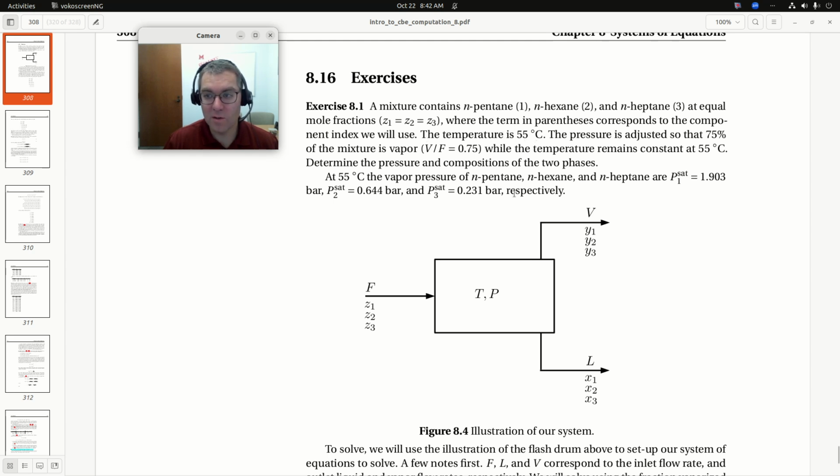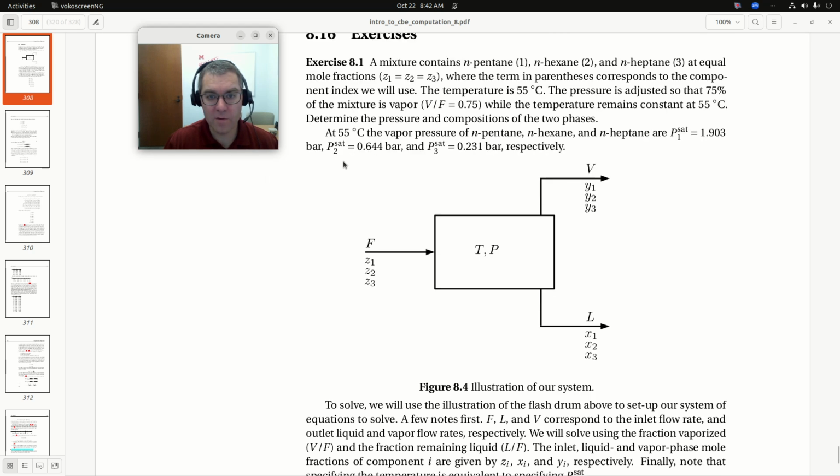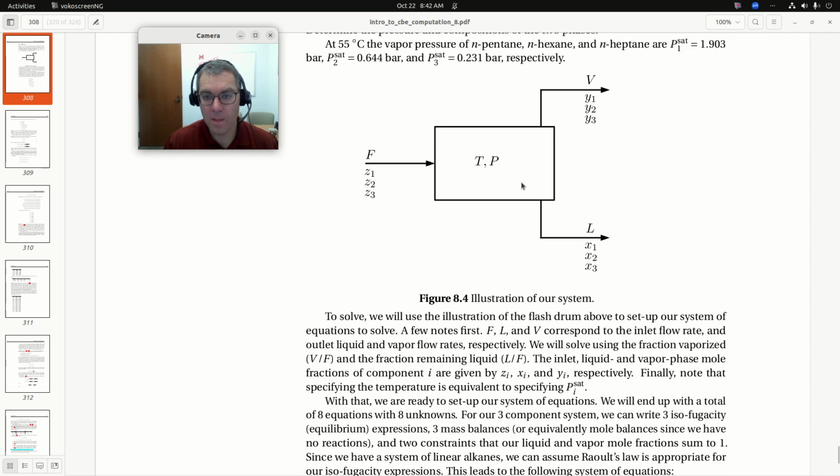The pressure is adjusted so that 75% of the mixture is vapor, so V over F is 0.75. Well, the temperature remains constant at 55 degrees C. Determine the pressure and composition of the two phases. At 55 degrees C, the vapor pressures of n-pentane, hexane, and heptane are this.